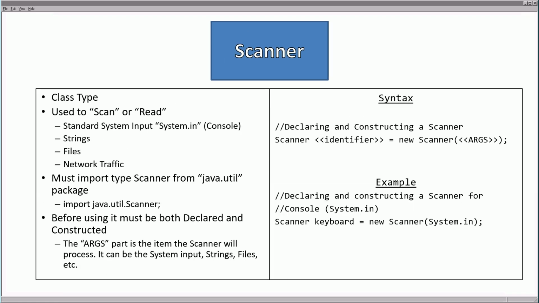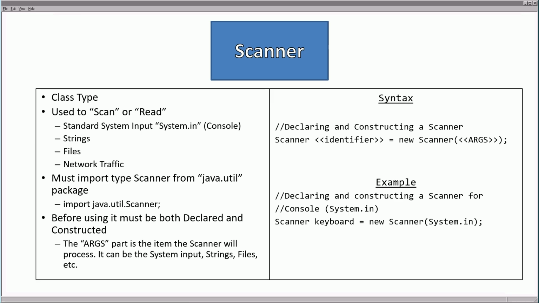Scanner is another common class type. Now, as we've seen before, these are used to scan or read various things. The standard system input, System.in, strings, files, network traffic. Scanner can scan a lot of things. Now, before we can use the scanner, we have to import it from java.util by always putting the statement import java.util.Scanner. This allows us to use the type Scanner to create an object.